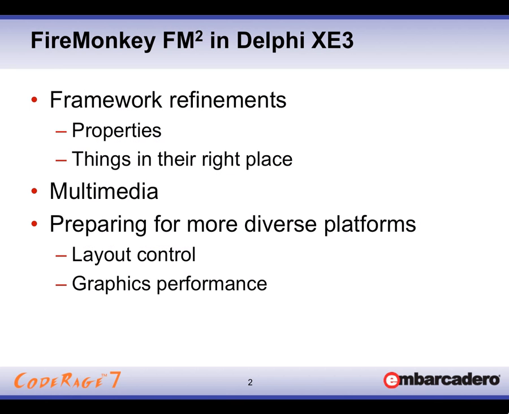There are a lot of new features in FireMonkey and also a lot of internal changes. One of the internal changes is what we're calling framework refinements. This affects properties, and it also affects the location of some types and functions. We have some new multimedia features, and one of the big architectural themes for FireMonkey 2 is to prepare the framework to handle more diverse platforms.